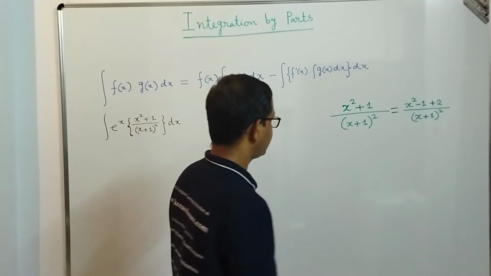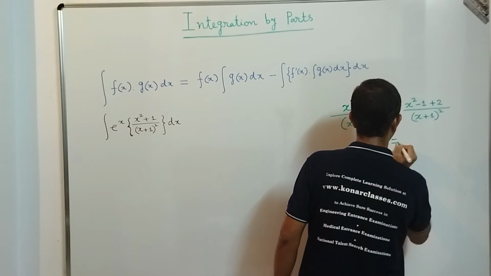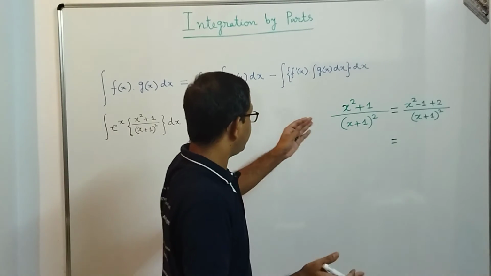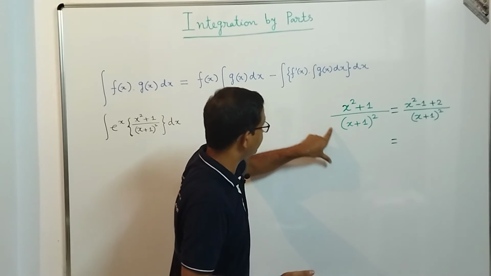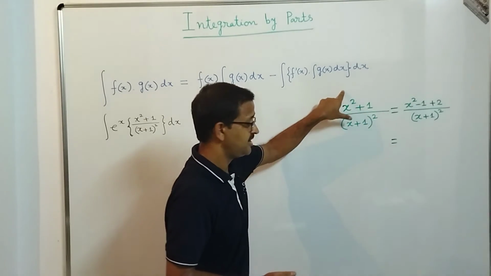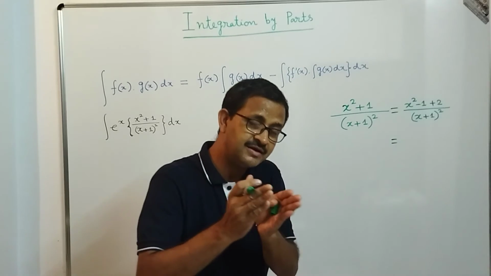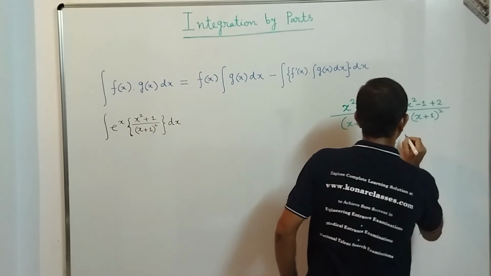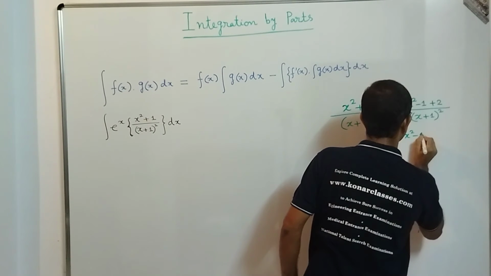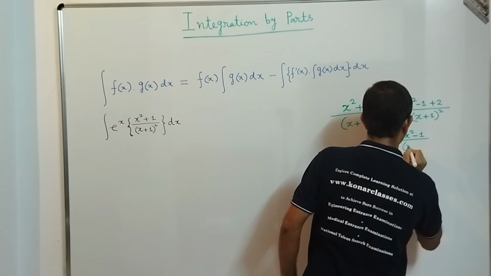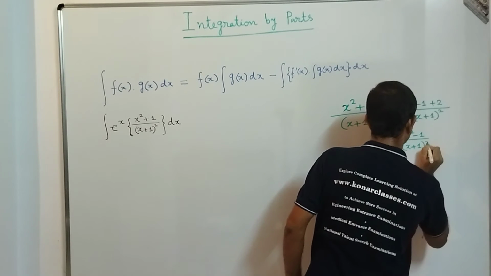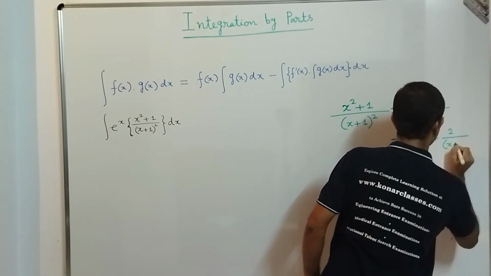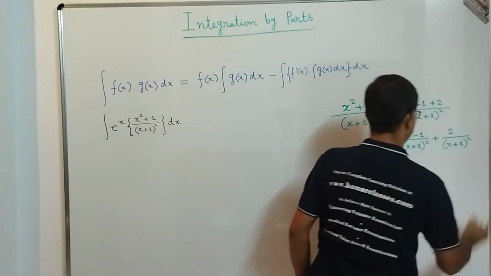Okay. So from here what we can write, dear students? You may ask, sir, why you are doing so? My purpose is to express this entire expression in the form of a function plus a derivative of that function. That is my objective, hence I am doing so. So what we can write? This is equal to x square minus 1 divided by x plus 1 whole square plus 2 by x plus 1 complete whole square.